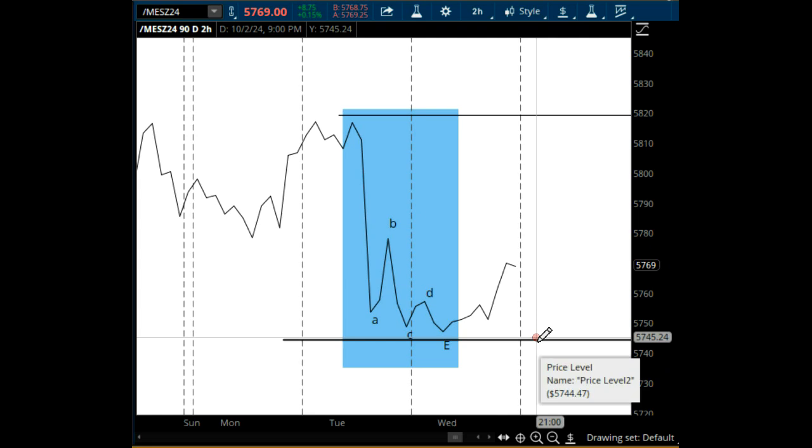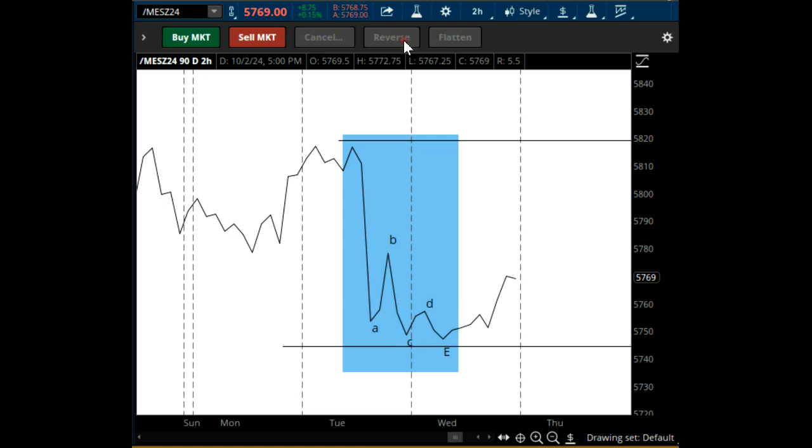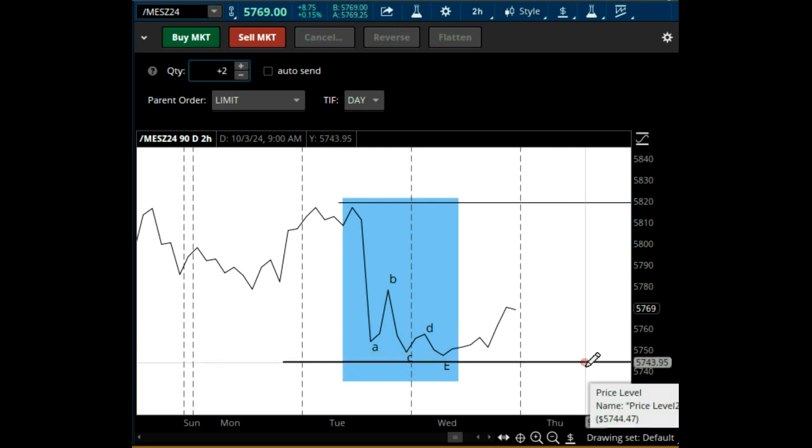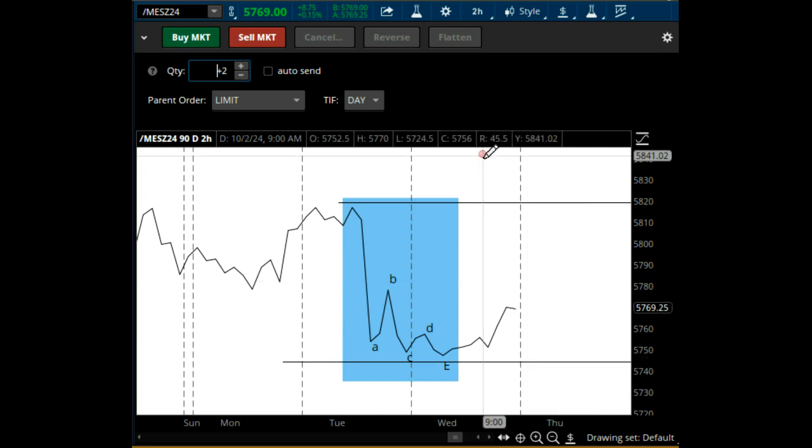So what we're going to do here, we have a trade here, and why don't we do 2, and we're going to execute that trade. And what we want to do is go long on that trade right around here. And then we're going to put our sell stop down to down here.